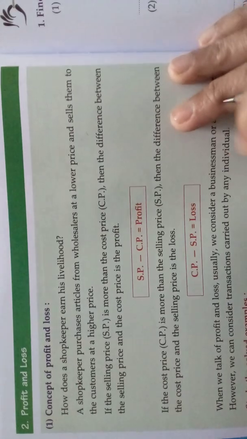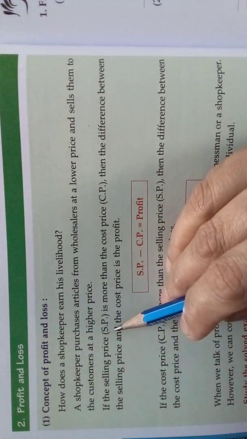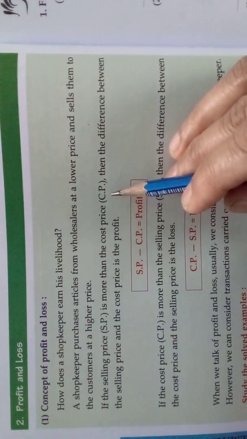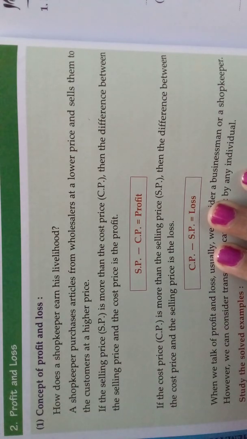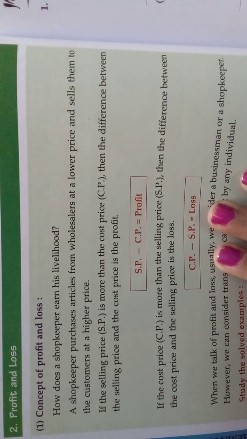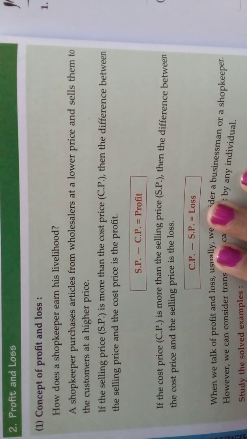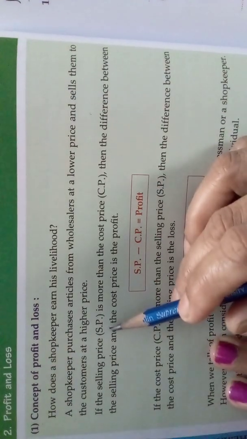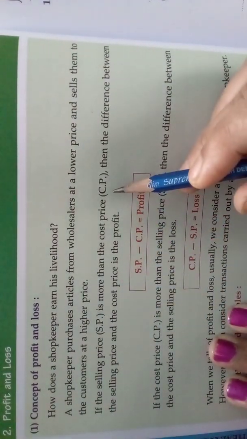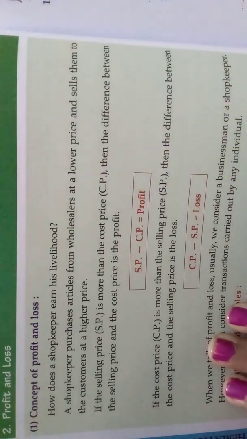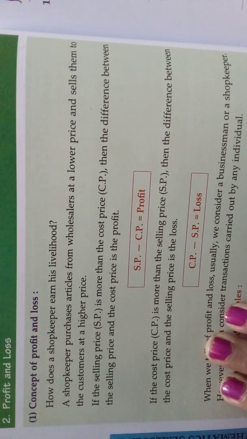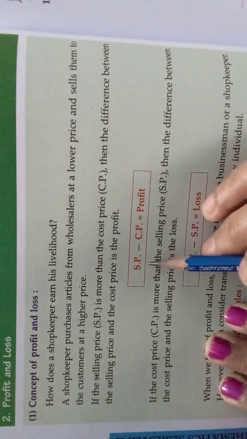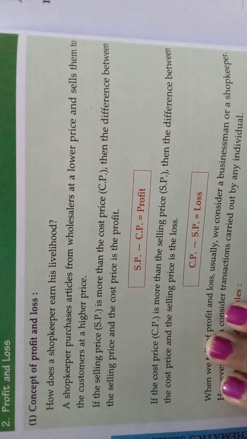See, if the selling price, that is SP, is more than the cost price, CP, then the difference between the selling price and the cost price is the profit. Understood, children? So what is the profit? The difference between the selling price and the cost price. SP we take as S.P. and the cost price as C.P. Cost price is nothing but the price at which the shopkeeper purchased the article.